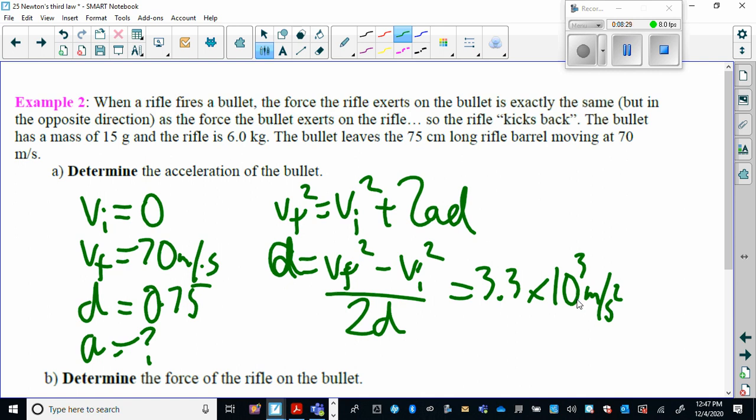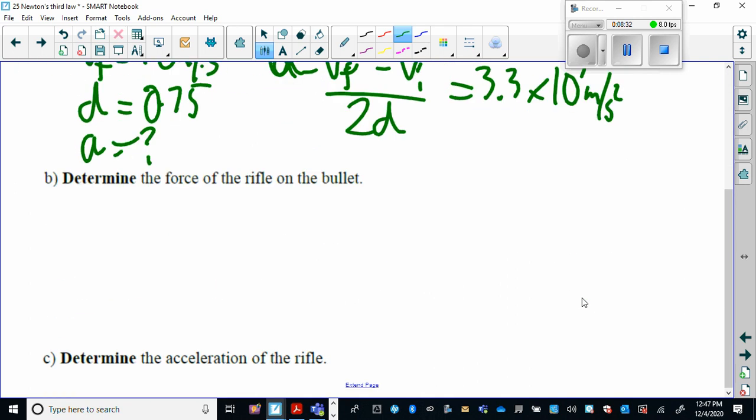B, determine the force of the rifle on the bullet, and C is to determine the acceleration of the rifle. So if we want the force of the rifle on the bullet, then we're going to have to find out the force of the bullet on the rifle, and the force of the rifle on the bullet is equal and opposite, right? Because what do we have? We have the acceleration of the bullet, not the rifle. If the rifle's accelerating at that rate, then you're done. It's going to not only damage your shoulder, it will go right through it, knock your shoulder off your body.